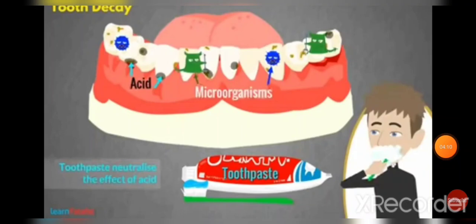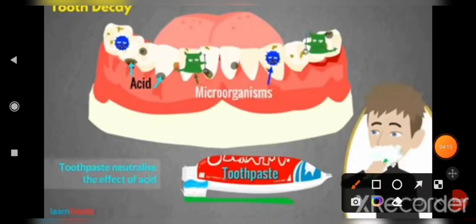Look at this picture. This is tooth decay. The acid forms between the teeth, and the acid produces the tooth decay. The bacteria form the acid. So we use toothpaste to compensate. Here the acid is produced, and we add the base through toothpaste, either tooth powder or toothpaste. So the toothpaste neutralizes the effect of acids. Do you understand? Okay.